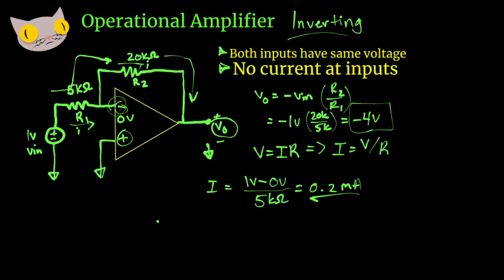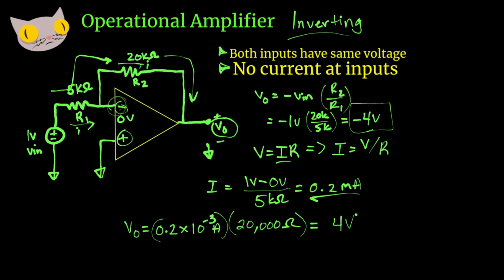Now we have our current. Now we can find our output voltage. Vout is going to be equal to I, which is 0.2 milliamps, which is 10 to the negative 3 amps, times the resistance, 20,000 ohms, and that gives us 4 volts.